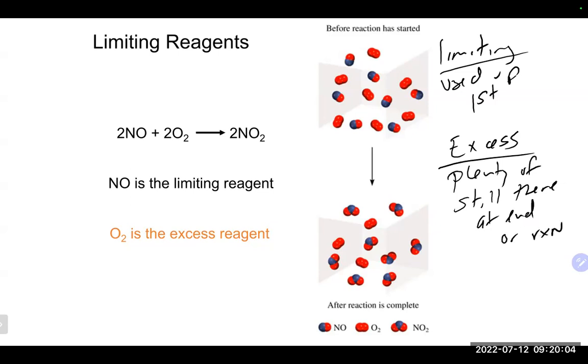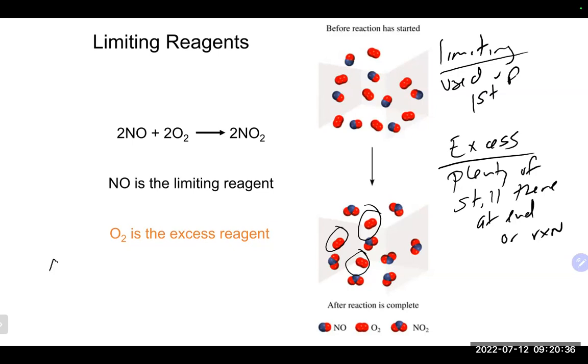So in this example here, the NO is the limiting reagent. I believe it is the blue and red circles. And the excess reagent is the O2, which is just the red circles. You can see at the end there, we have just some red circles left over, and that is the excess amount. So in limiting reagent problems, you're oftentimes asked how much product you would produce. You are also sometimes asked how much of the excess reagent is left over at the end of the reaction.